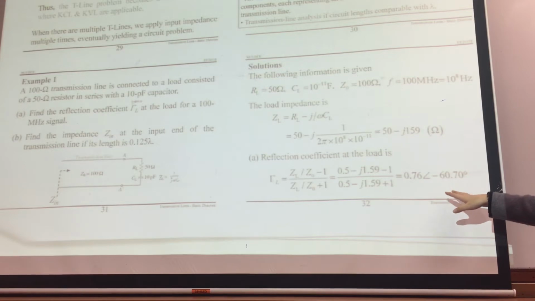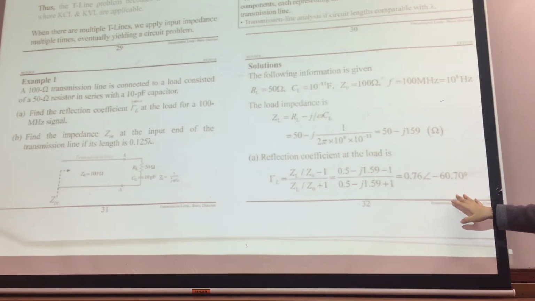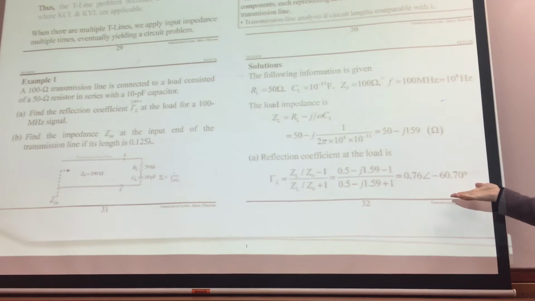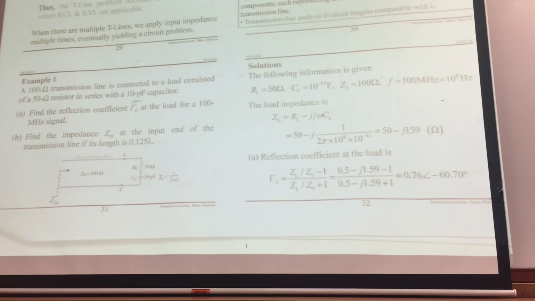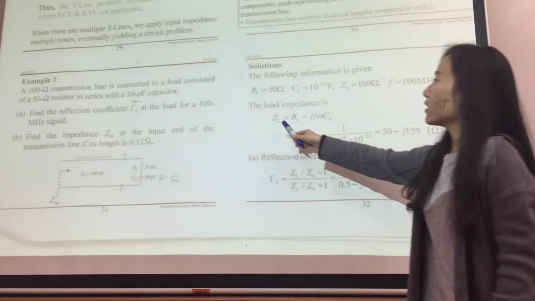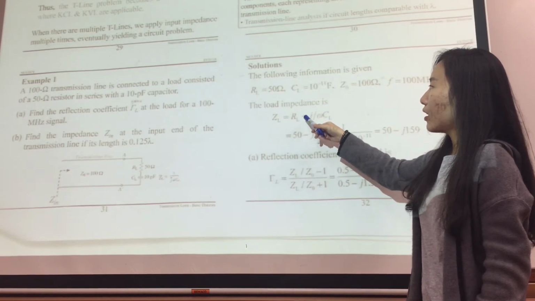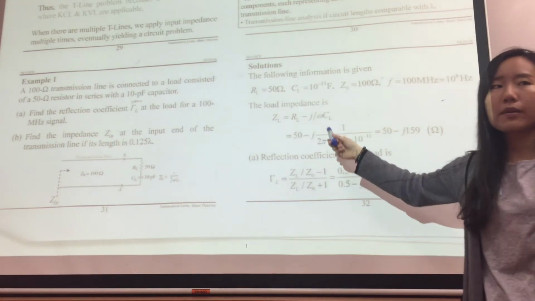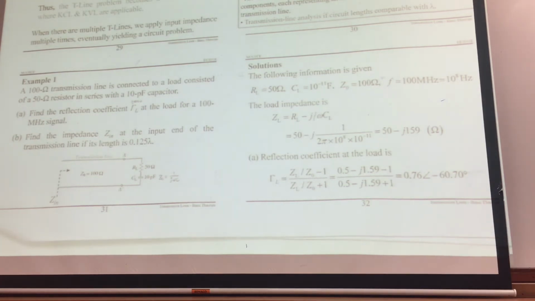Any problem about this? Just get familiar with the calculators. Don't try to figure it out when you are doing the exams. Okay, so here is Z load. Z load equals R minus j over omega C. No problem about this. So then you can get the reflection coefficient.